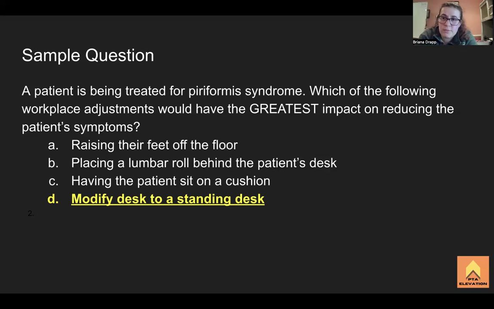Lumbar roll adjusts the pressure to be less. Cushion adjusts it to be even less. Standing up, you've got no pressure, which is the best option. So again, the greatest impact, which means the greatest reduction of symptoms, would happen if we moved to a standing desk. Raising their feet off the floor is going to make it worse, so that's bad. The last 3 answers, 2, 3, and 4, are all great things to be doing with a patient to modify their work environment. But again, a standing desk is going to make the greatest impact.